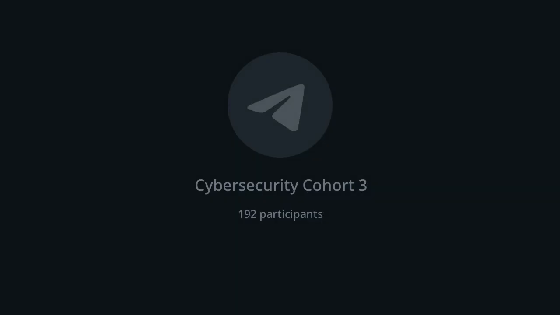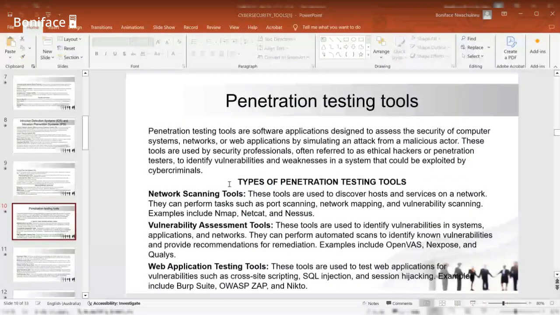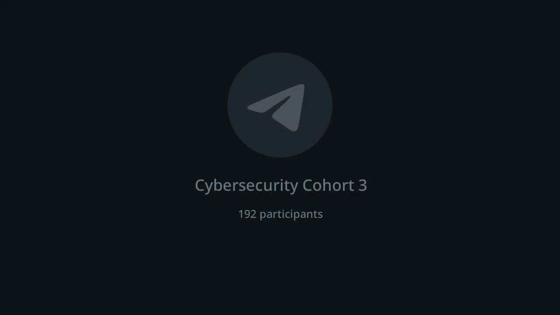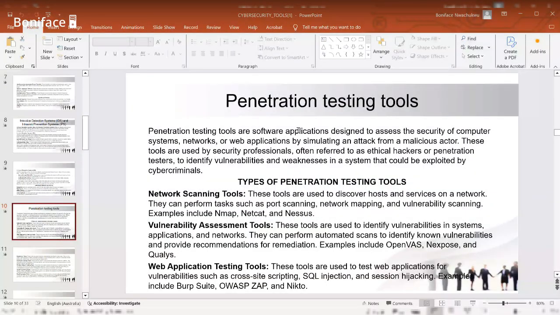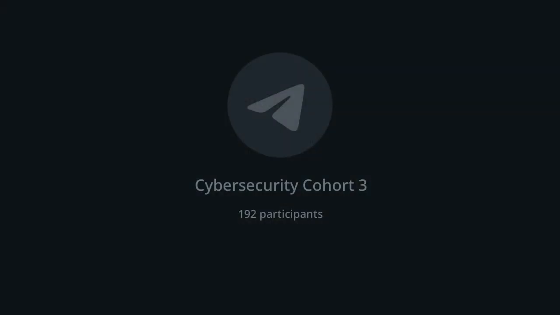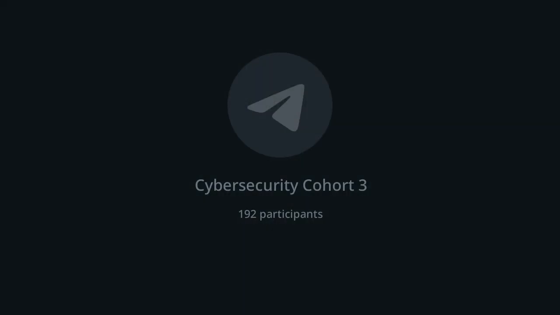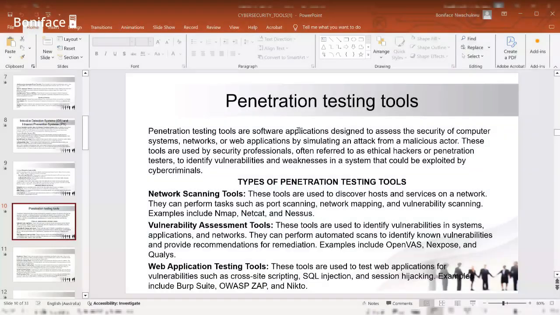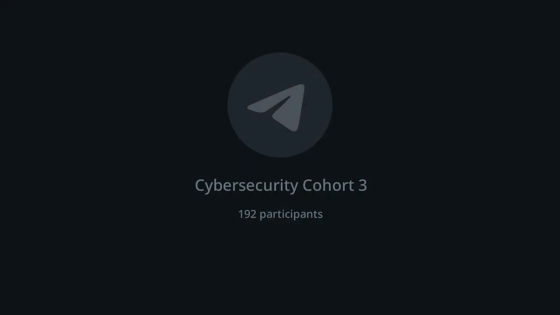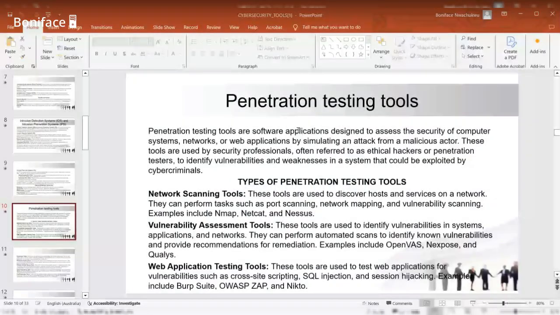Now, these are tools designed to assess the security of computer systems, networks, and web applications by simulating an attack. You see what I said at the very beginning? Simulating an attack from a malicious actor. What it means is, let me say, Mrs. Adezi, let's assume she's one notorious hacker from Japan. How is she going to behave in real life?